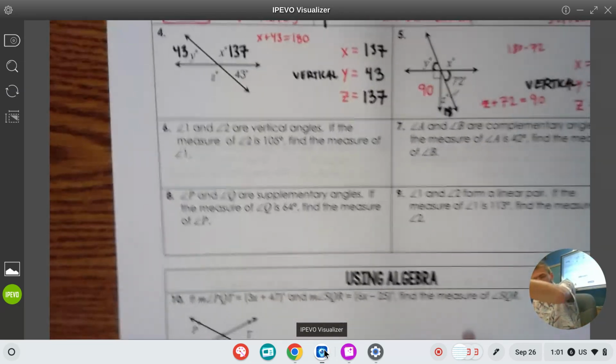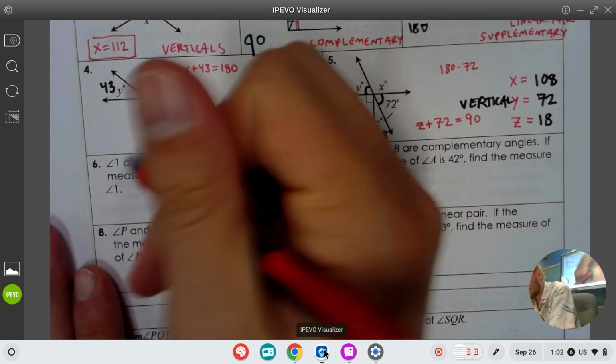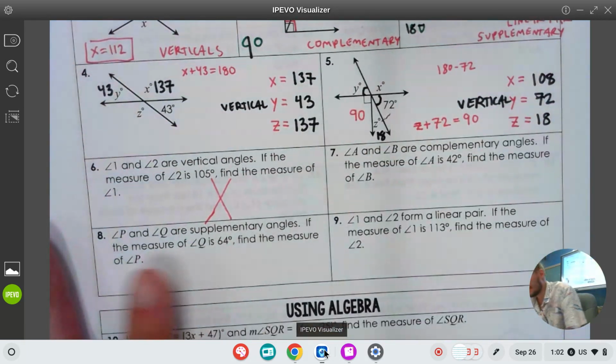Those questions, we get all the pictures. We got 6, 7, 8, 9, all words. Okay, like we can try to figure this out. Angle 1 and angle 2 are vertical angles. Let's draw a picture. Line, line.